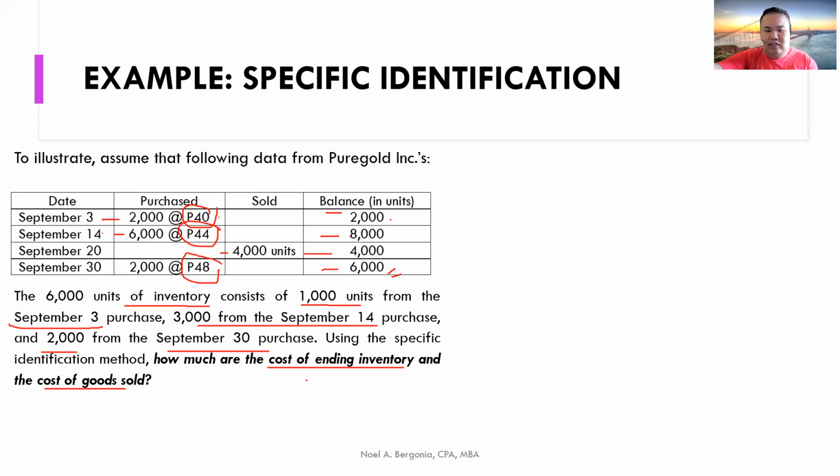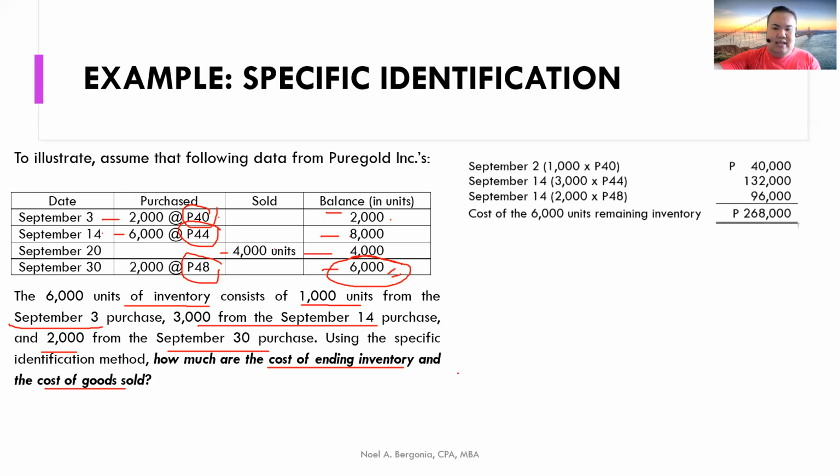Okay, so let's first determine the cost of ending inventory. Remember, meron pa tayong 6,000 na natirang units, di ba? And nabigay po yung breakdown kung saan nanggaling yung 6,000 units na yon. Thus, the ending inventory should be, on September 2, sabi 1,000 units daw yung nanggaling doon times 40 pesos na cost of purchase, then that would be 40,000. Okay, in September 14, meron 3,000 units na nanggaling doon at 44 pesos per unit, then 132,000. And then lastly, we have on September 14, we have 2,000 units times 48 pesos. Okay, so that would be 96,000.